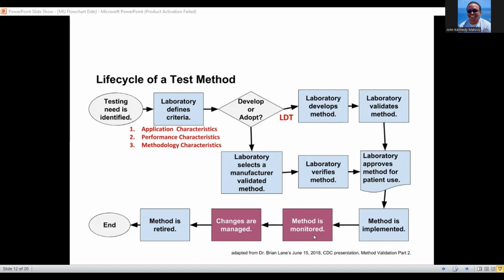Not only that, I also see EQA. So monitoring the method that has already been validated by QC and EQA. All right? And then if there are changes, we manage a change, and the method is retired if it's already old and useless. Bottom line here, the monitoring of the method will be dictated by the errors that we have established in our verification. All right?